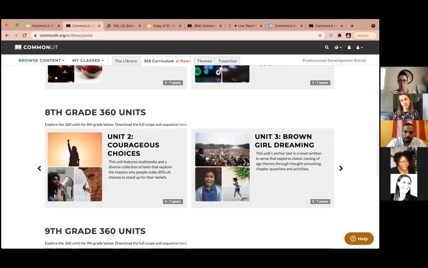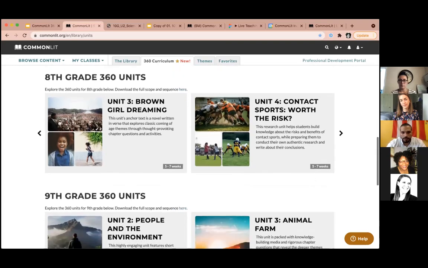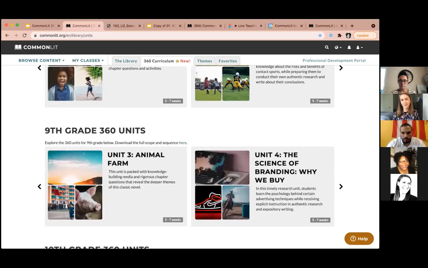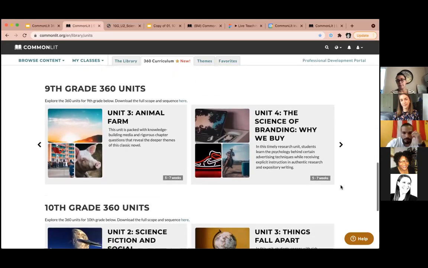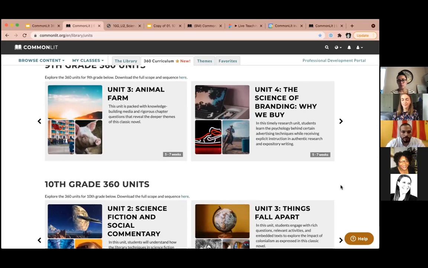In eighth grade, unit 4 is looking at contact sports. Is it worth the risk? So again, students are grappling with a very interesting and provocative question. They're reading research and they're having to come up with their own assessment. Is contact sports worth the risk? In ninth grade, students are looking at the science of branding. We buy a lot of things, but do we know why we buy the things we buy? In this particular unit, students again are gleaning information, looking at the psychology behind advertising techniques, and really putting that into play in their final project.